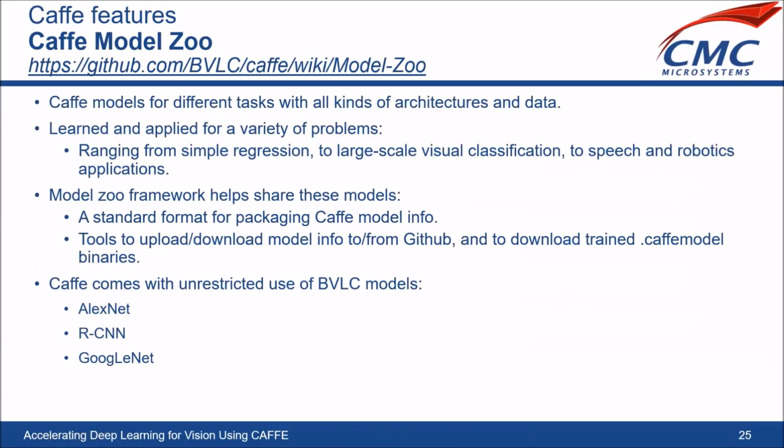Before we dive into the step-by-step procedure on how to train a network, we would like to highlight one of the main important features: Caffe models for different tasks, with all kinds of architectures and data, are available in something called the Caffe Model Zoo. It's a standard format for packaging Caffe models, so you can either download one and use it with your application, or you can contribute to the Caffe framework by uploading your own model. There are a variety of models available. In this case, we are using CaffeNet, which is a variant of AlexNet.